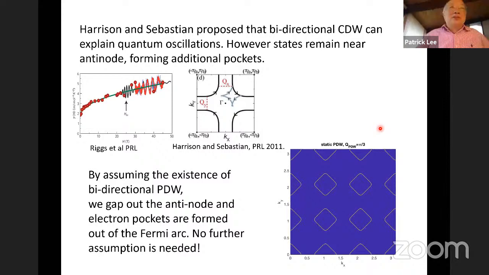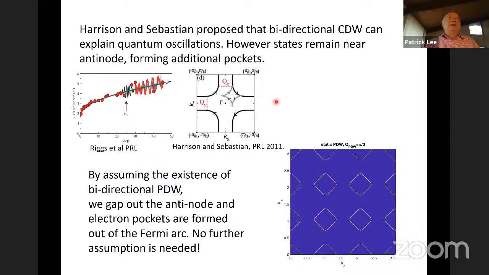Okay. So we can also explain the quantum oscillations, and this is really taking over the suggestion of Harrison and Sebastian. What they say is that we have this Fermi surface. The electrons are moving along like this, but then they can be scattered by the charge density wave Q, and like this, like this, so it forms a pocket. The nice thing is that this gives you a nice electron-like pocket, which is what the experimenter sees. And the size is about right, as I'll show later.